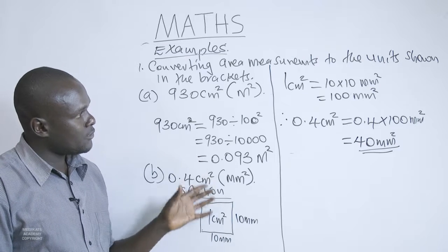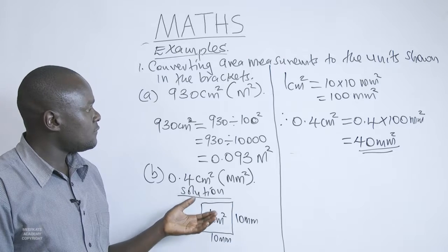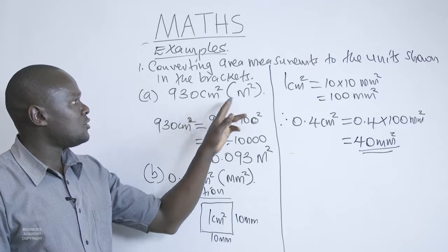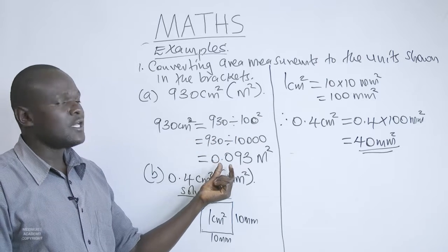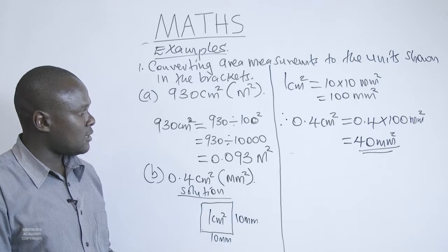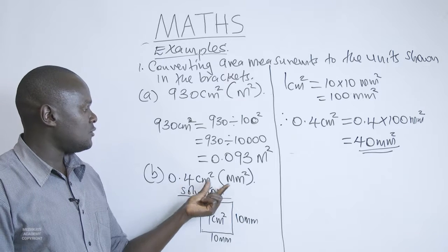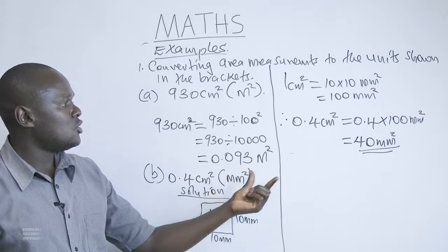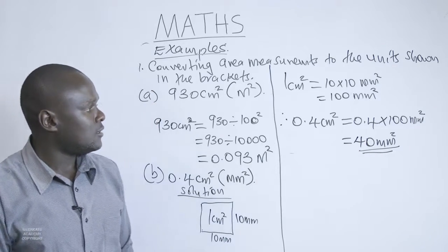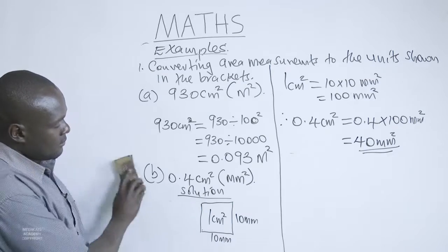You can also realize that when you are converting from a smaller unit to a larger unit, you tend to get a smaller number. And when you are converting from a larger unit to a smaller unit, you tend to get many of those smaller units. Let us look at our third example.